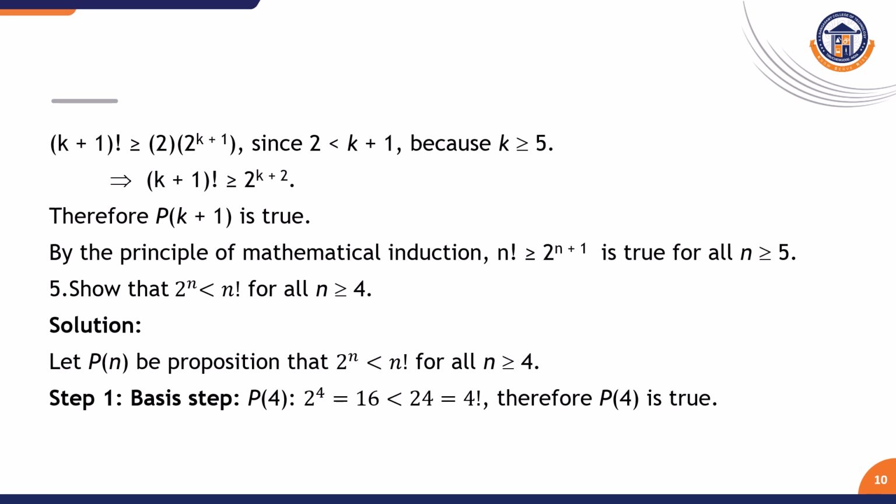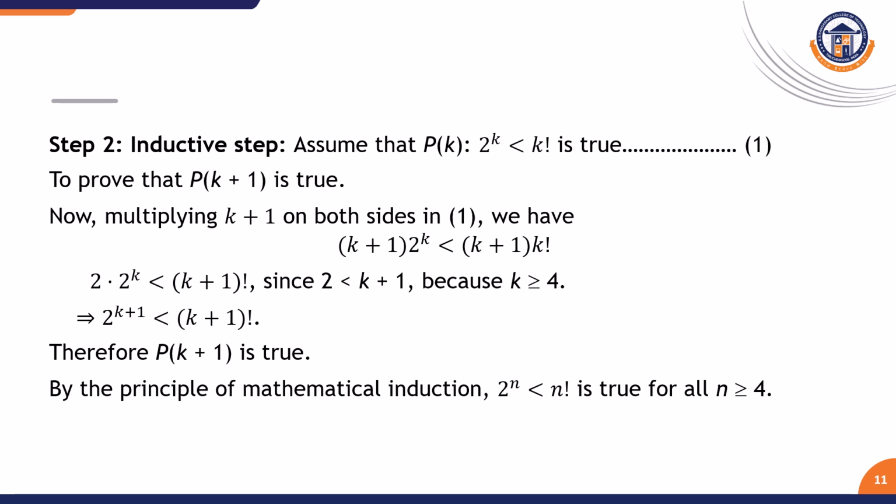So 2 power 4 is 16, and on this side 4 factorial is 24. So in both sides we're getting 16 is less than 24. Therefore P of 4 is true. In the inductive step, assume that P of k is true, that is 2 power k is less than k factorial. To prove that P of k plus 1 is true.